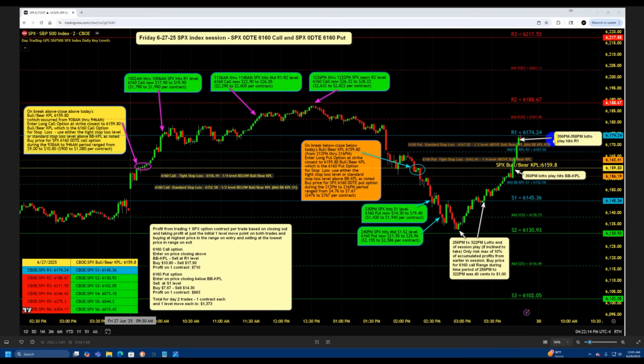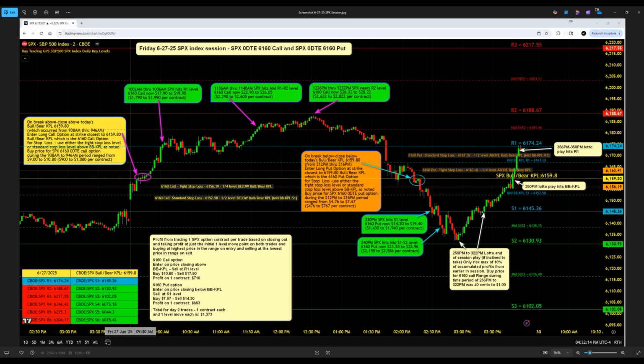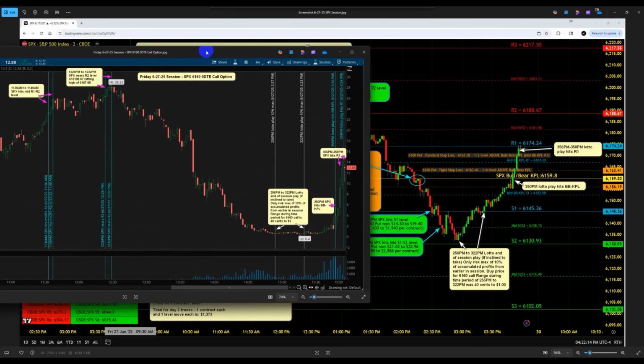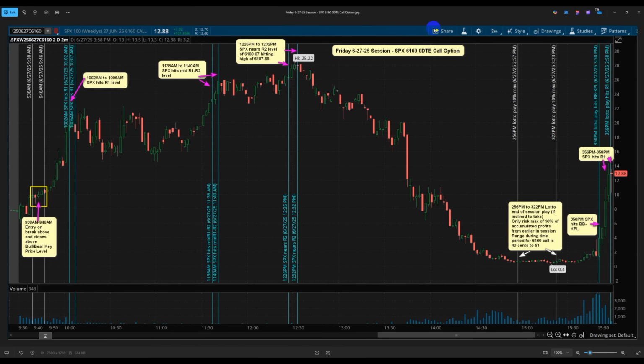Okay, so now we're going to look at the Thinkorswim charts. So first, we're going to look at the 6160 call. So we have these times marked off here, which match the points on the other chart we're looking at. So here, if you remember, 9:38 to 9:46, entry on break above and close above bull bear key price level. So that happened here during this time frame. These are the two timestamps marked off for that time frame.